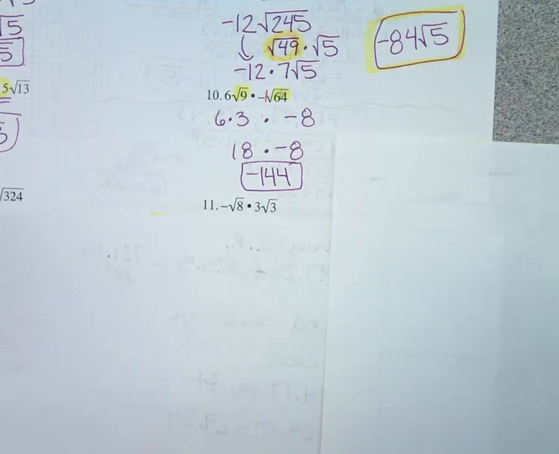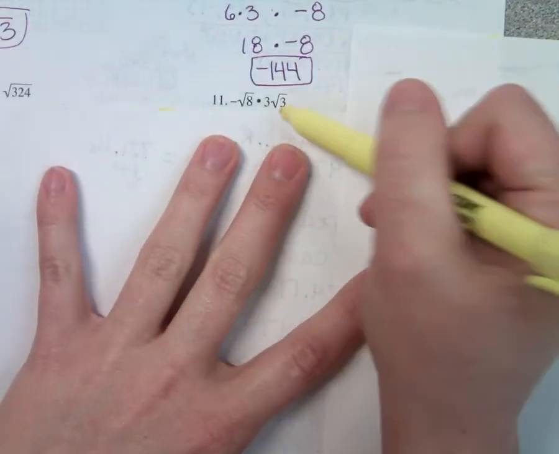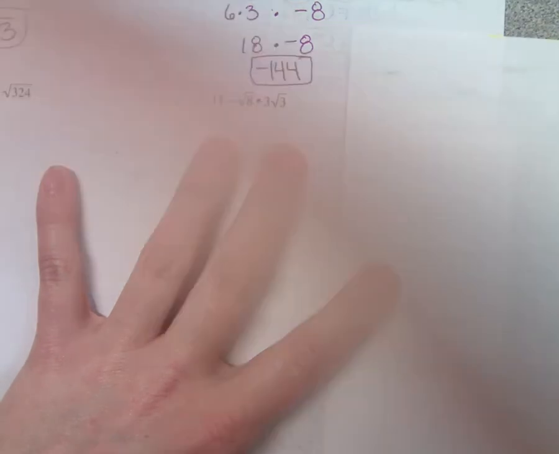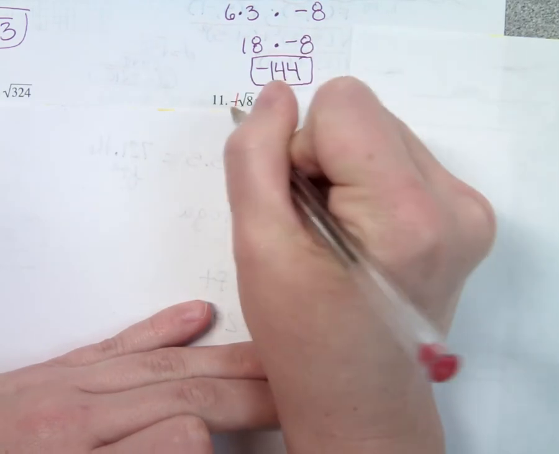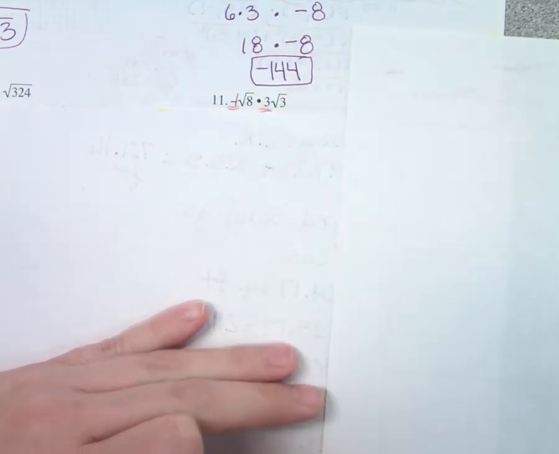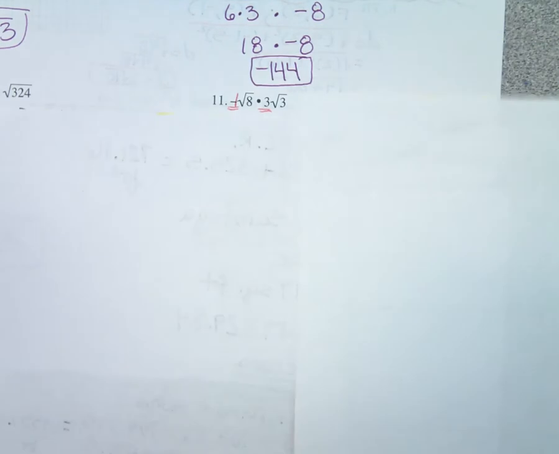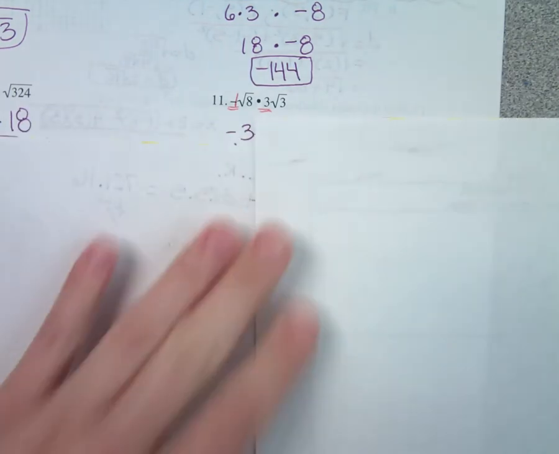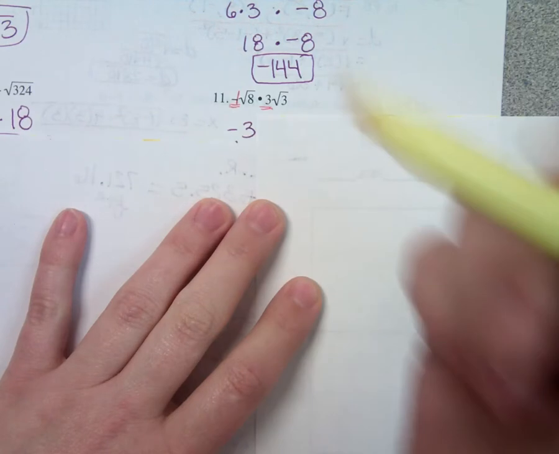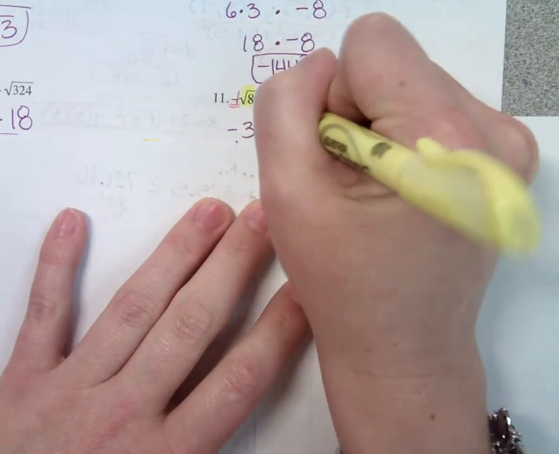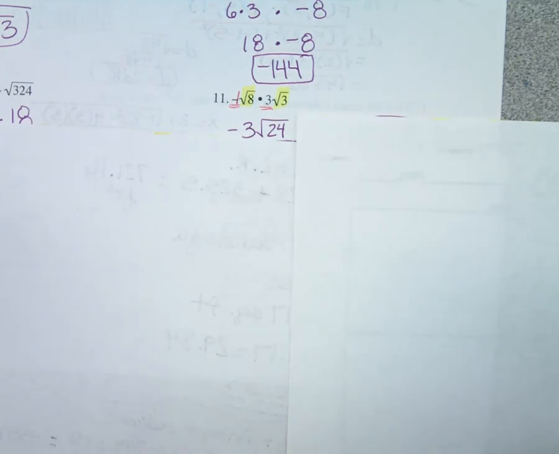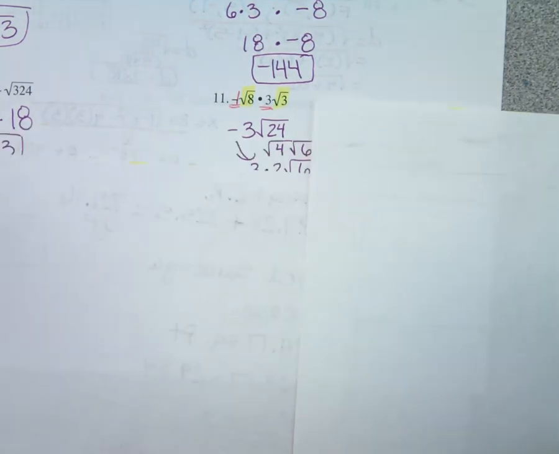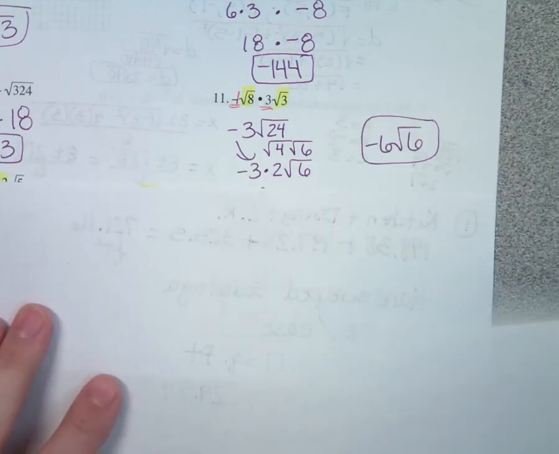Alright, let's look at 11. I can see those are not perfect squares, so I'm going to do what I started to talk about just a second ago. There's a negative 1 in front. So first I'm going to multiply the outside numbers, the negative 1 and the 3. Negative 1 times 3 is negative 3. Then I'm going to multiply the square roots. Square root of 8 times square root of 3 is square root of 24. And then I'm going to try to break down my square root of 24. 4 goes in there 6 times. Working it out, it should look like this.